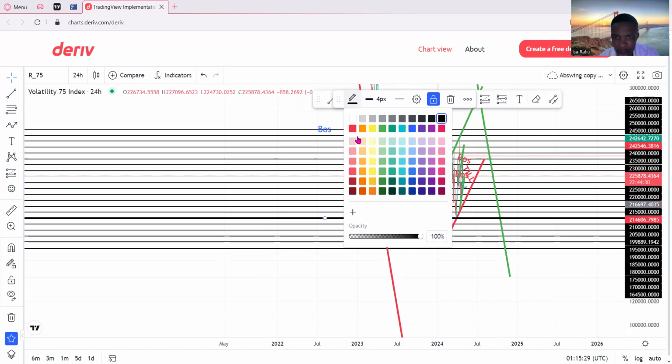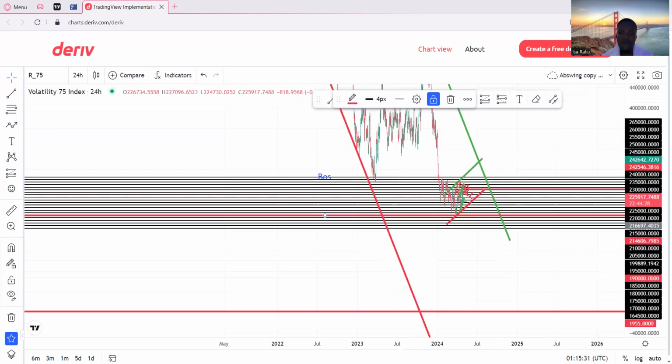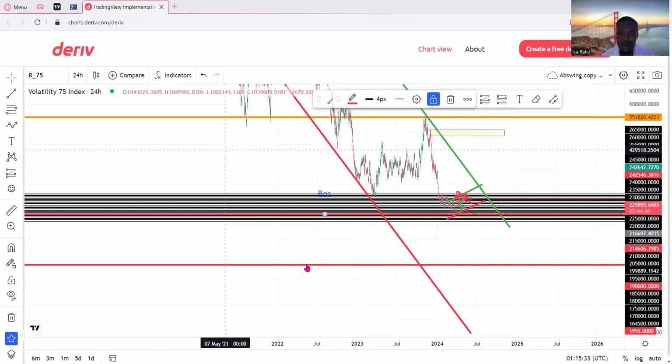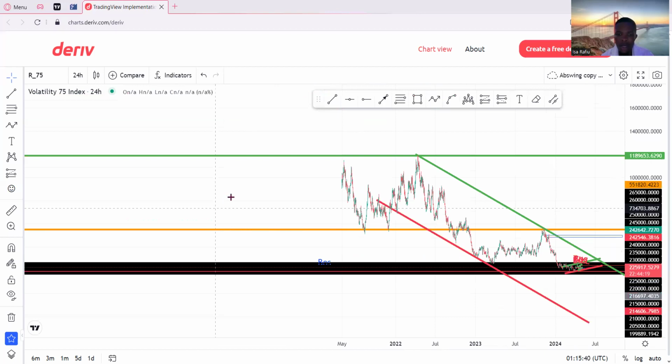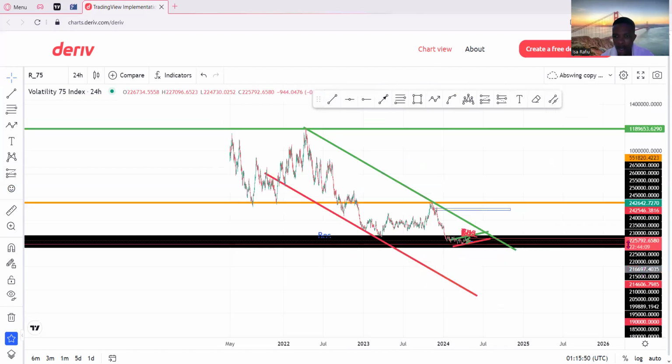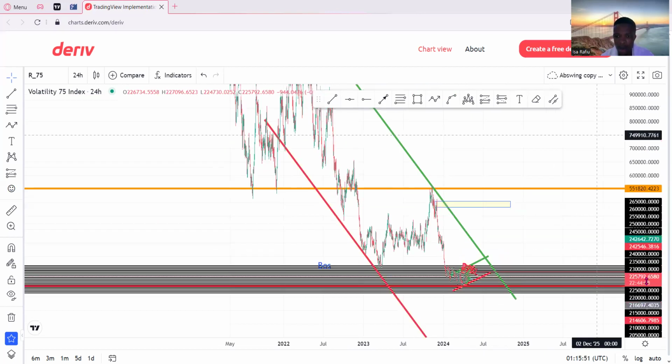Let's give it red. So for you to know, we are removing this. Basically, this is the red. This is the highest point. This is the middle point. Immediately the middle point breaks, the market is declining, declining. Now, what will you do?